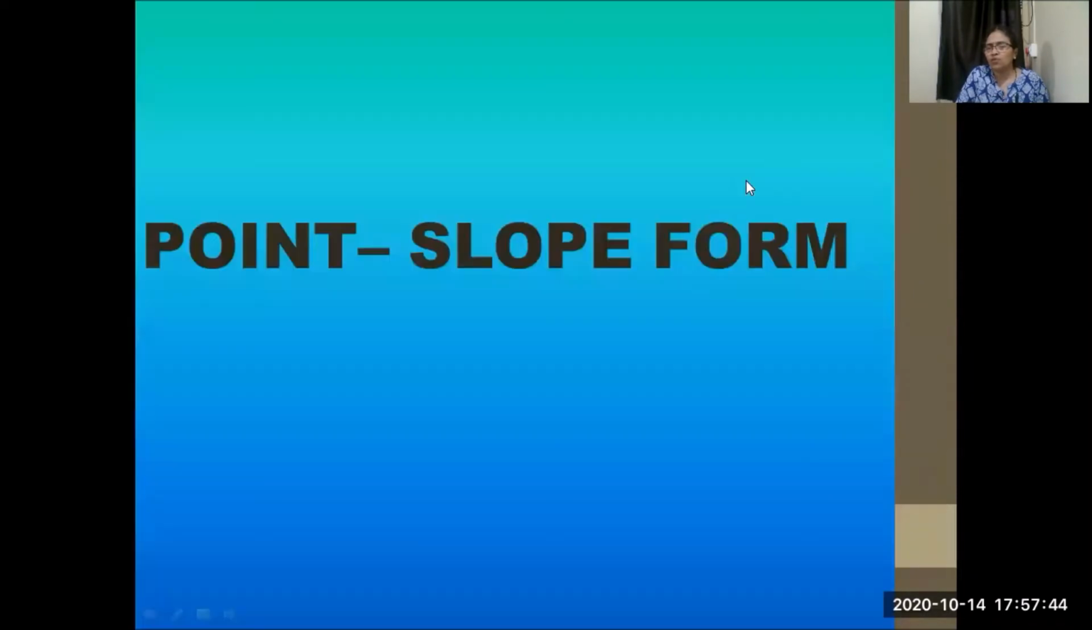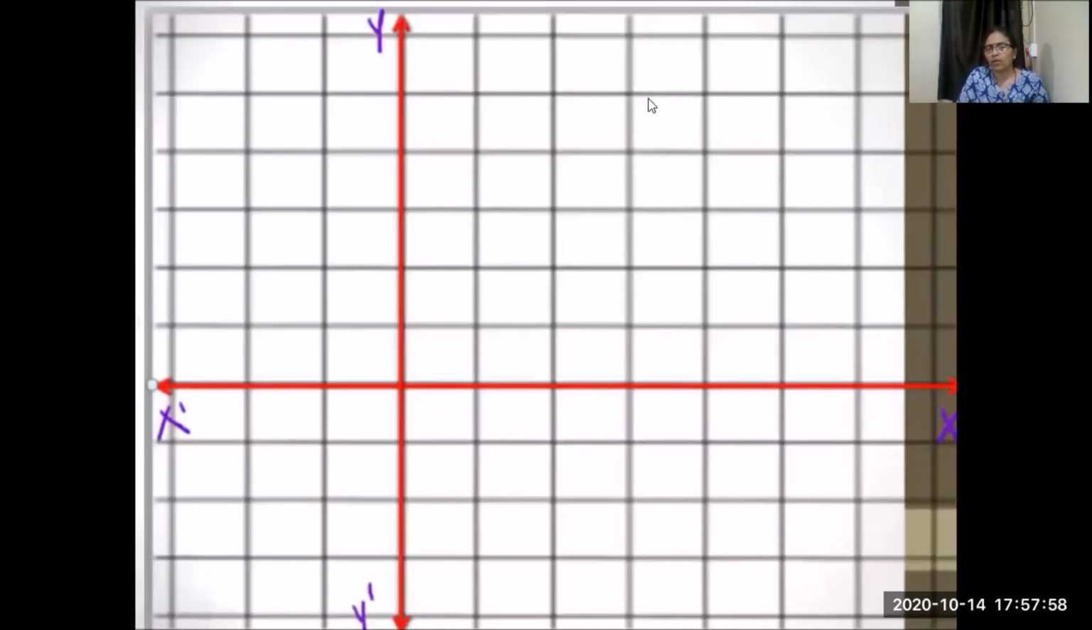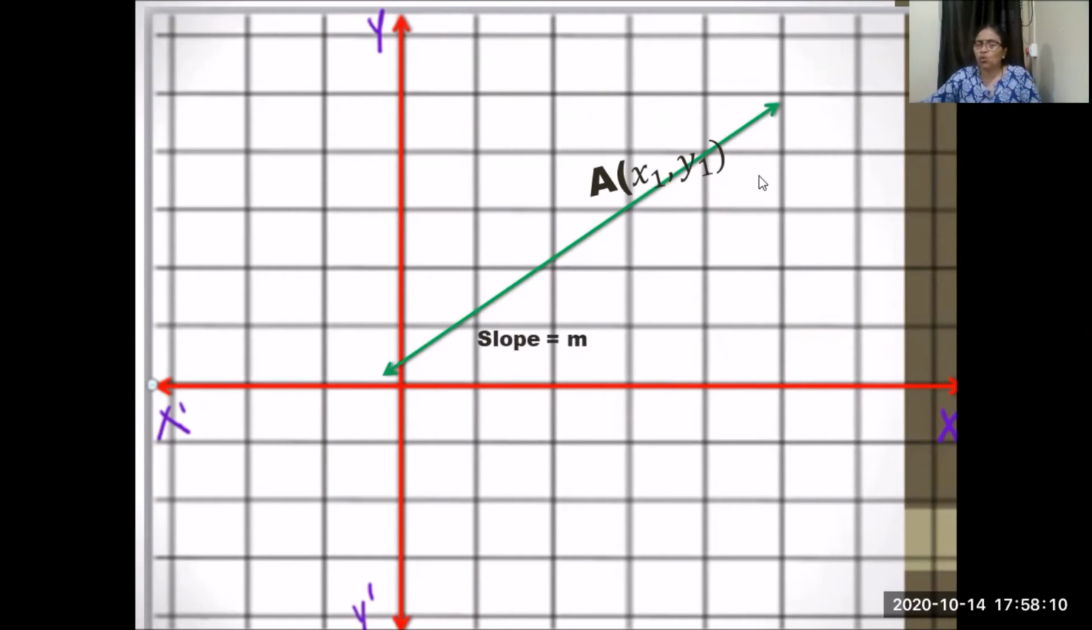The next form which we are going to see is the point slope form. What is the point slope form? If one point on the line is given and the slope of the line is known, how will we find the equation of the line? Consider this line with the point A (x1, y1) given, and the slope of the line is already given as m.